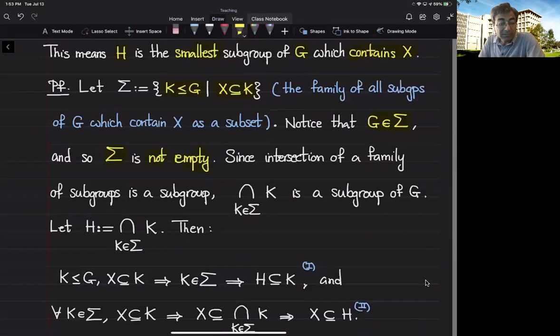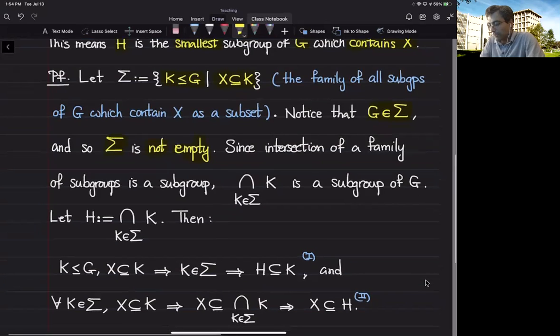Okay, so what can that be? If we show that the intersection of all the elements of sigma is still inside sigma, then that would be the smallest one, and that would be the unique smallest one. So that's what we are going to show. We are going to discuss that if I look at the intersection of all the elements of sigma, it's the intersection of a collection of subgroups. We have proved in the previous lecture that if I give you a family of subgroups and I intersect them, I end up getting another subgroup. So this intersection, if I call it H, is indeed another subgroup of G.